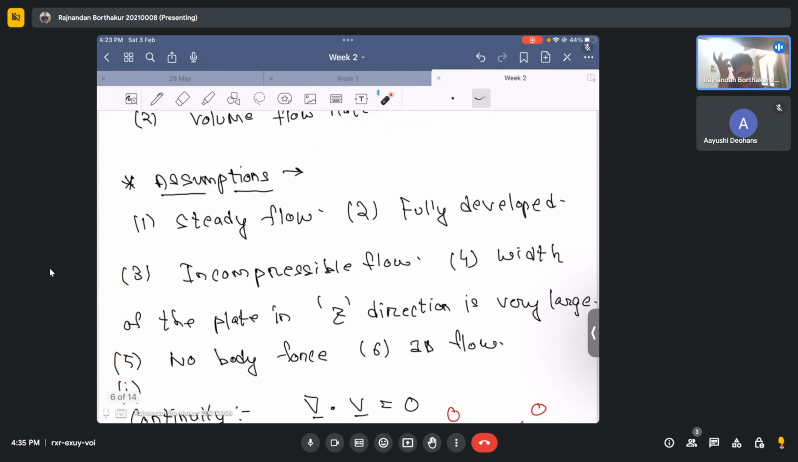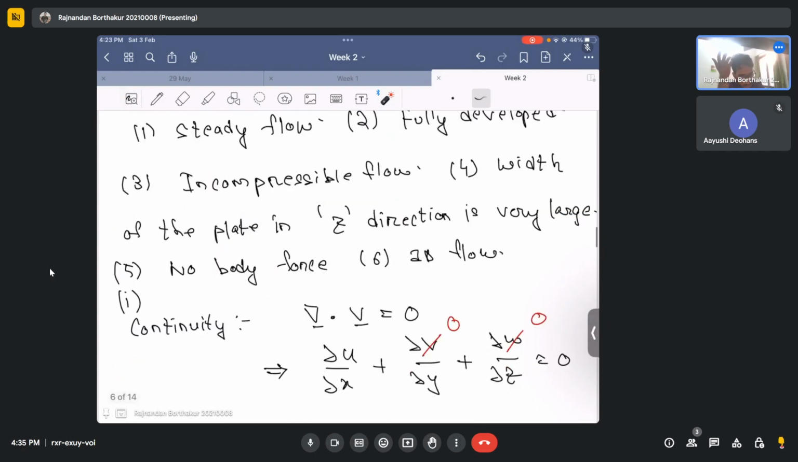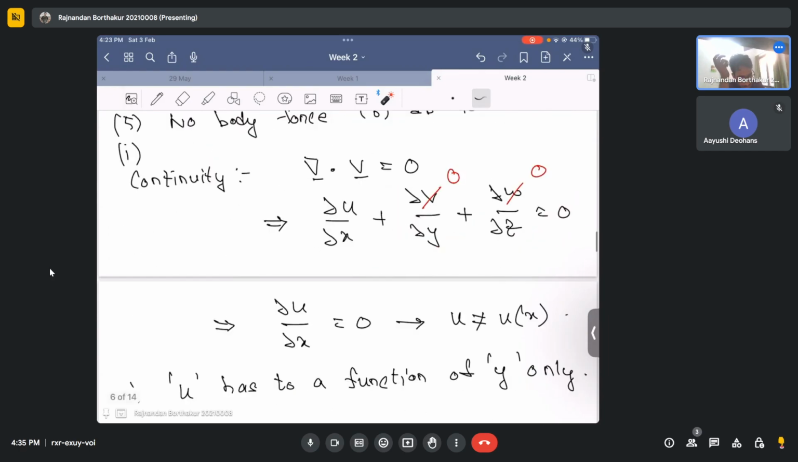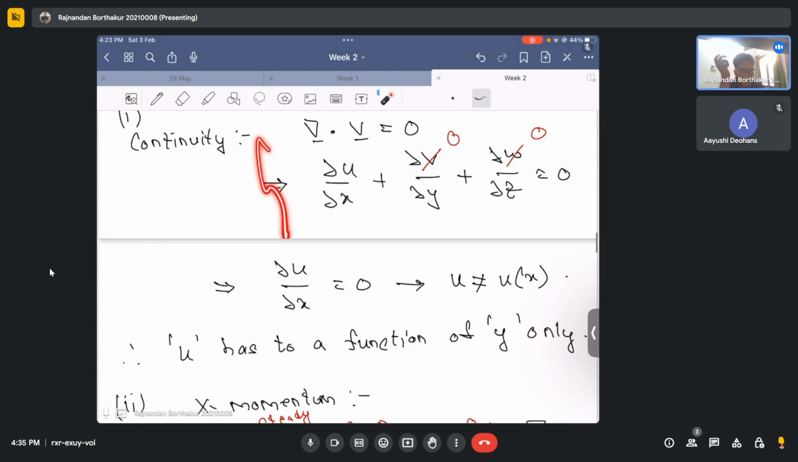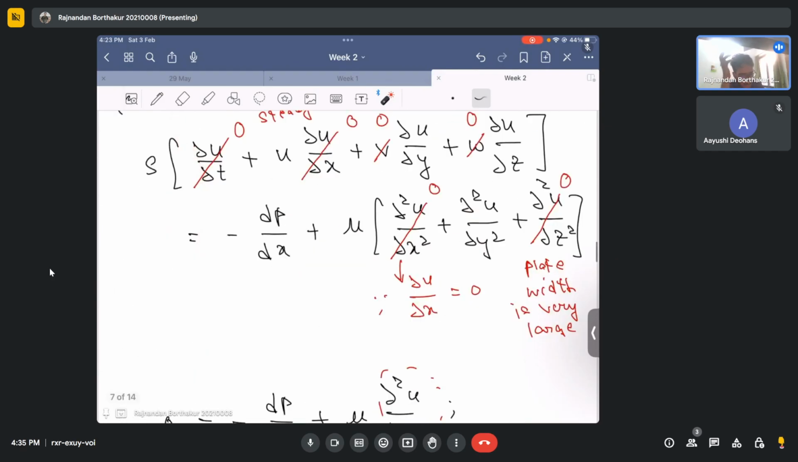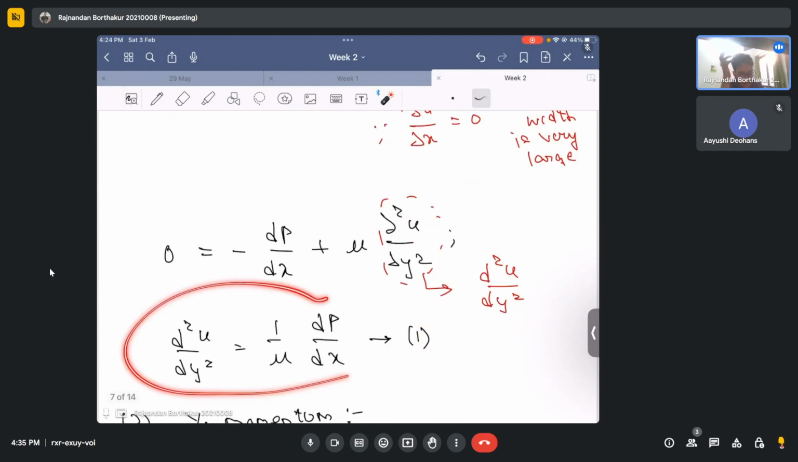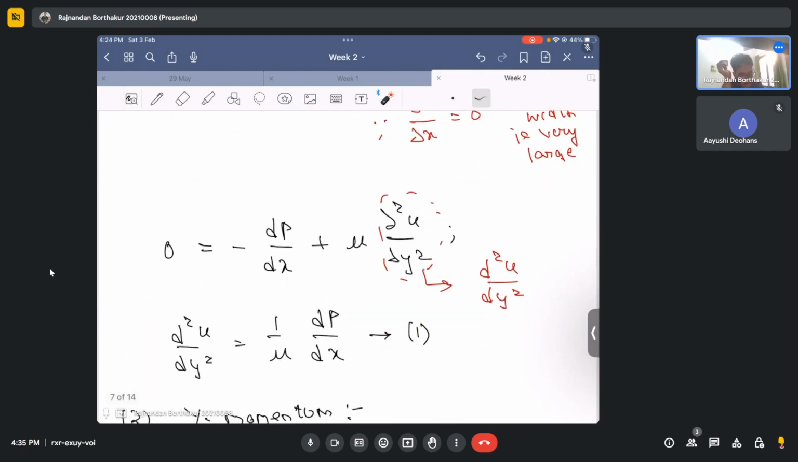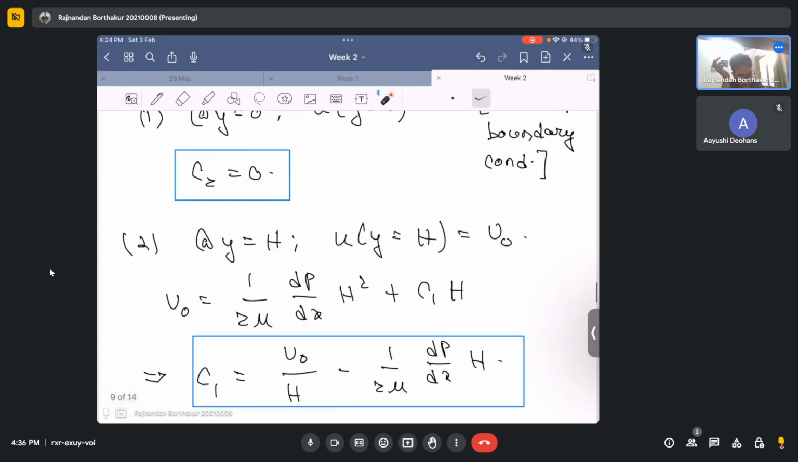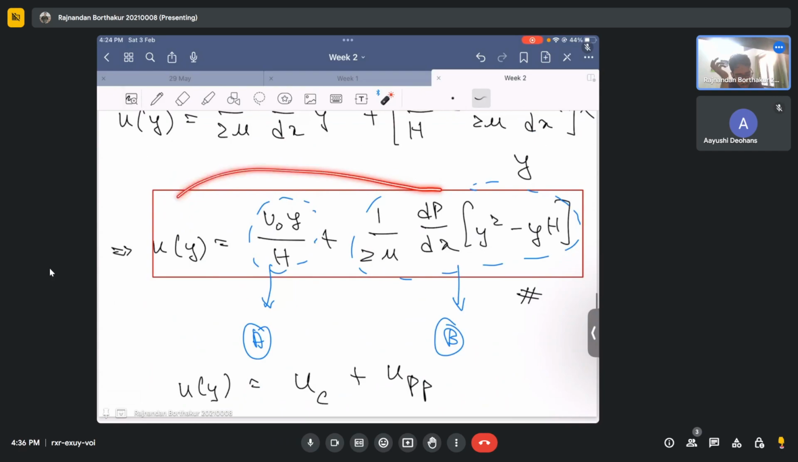So for instance, the important assumptions, the consequence of this fully developed assumption, the steady flow assumption, incompressible assumptions, these are something that we saw. The 1D flow assumption. Okay, so we started off with the continuity equation, solved the x momentum equation, invoked all the assumptions, and then we eventually saw that the equation reduces into an ODE of order 2. We used two boundary conditions to find out the exact form of the velocity field u of y.